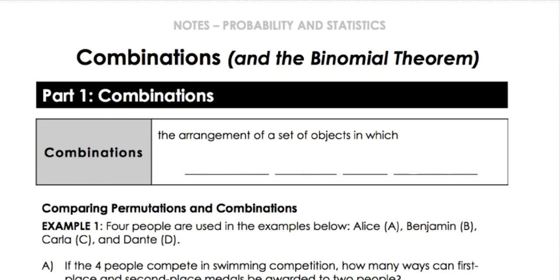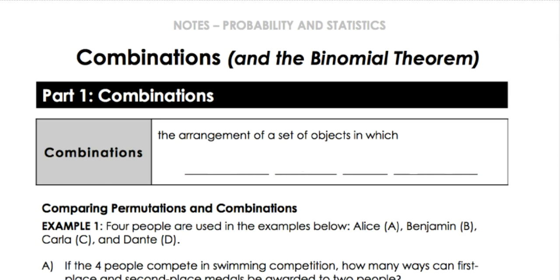Welcome back. Today we are going through lesson 11.6, which is all about combinations. And as part of that, we're going to talk about the binomial theorem. So in our previous lesson, we talked about permutations. So this is kind of the next step of that.